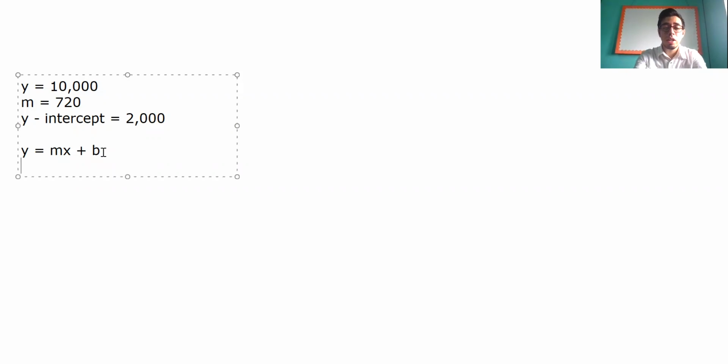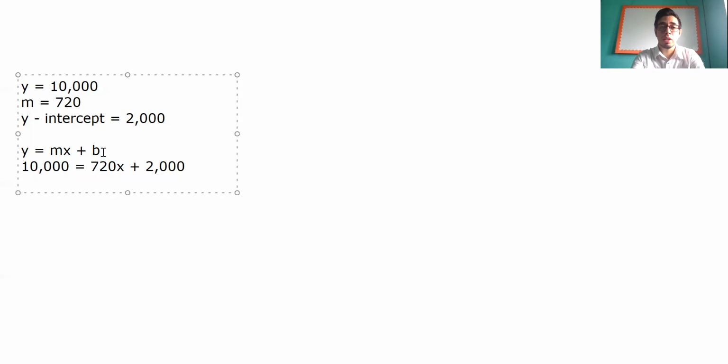What is the value of y? 10,000. This is the total, okay? The total of the water. m is 720 multiplied by x. We don't know x. x is the number of hours. The number of hours, we don't know it, okay? It is the number they are asking you to find, plus b. b is going to be 2,000. This is the initial value. This is the y-intercept. The point where my graph touches the y-axis. The point where my graph starts.